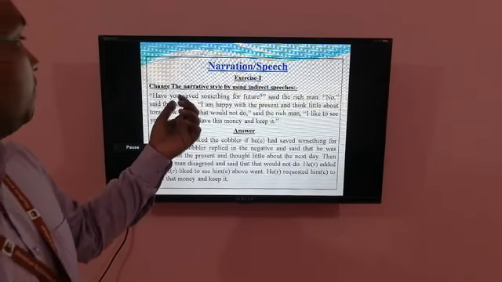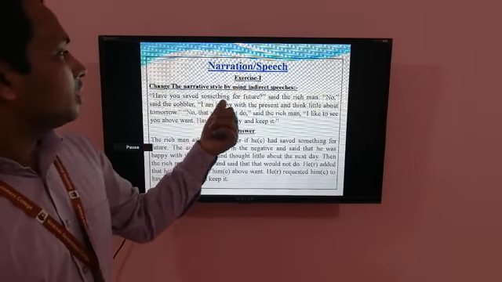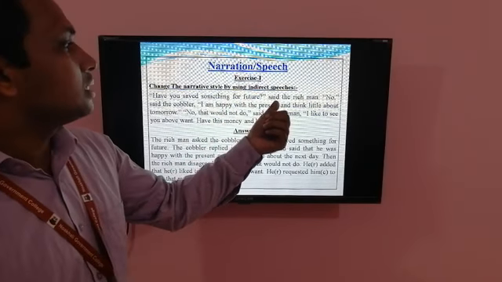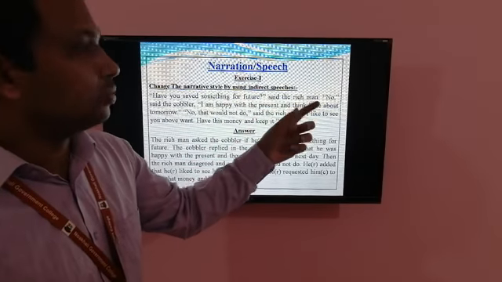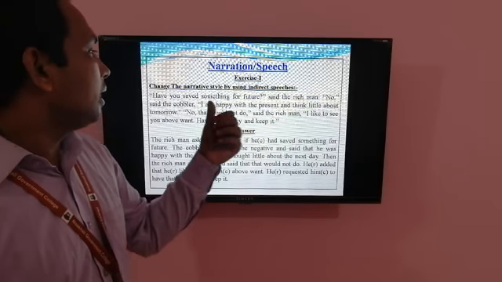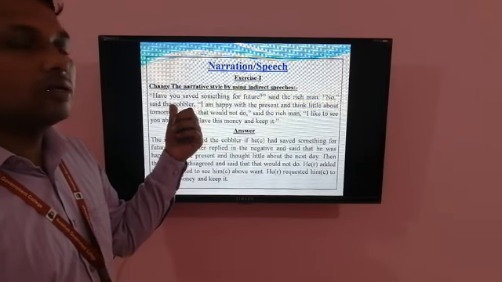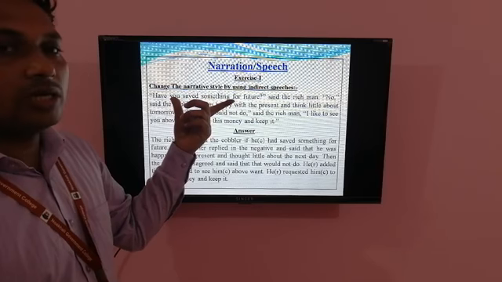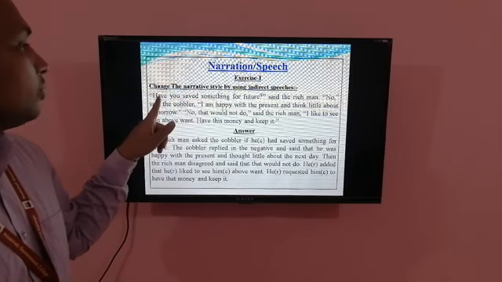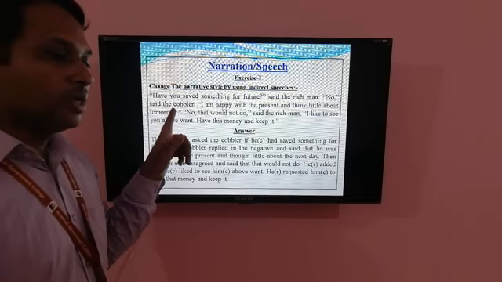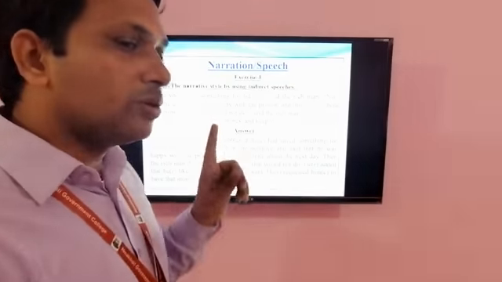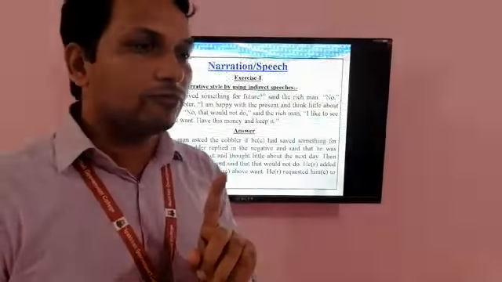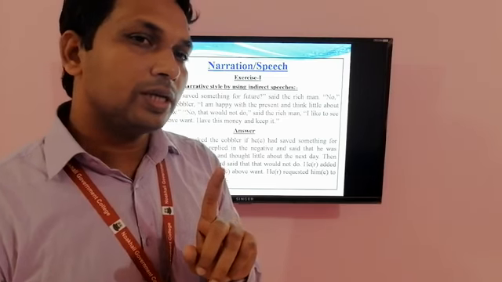Have you saved something for the future? For future, said the rich man. So our speaker is the rich man, and our listener is the cobbler. All right. So look at the sentence. This is an interrogative sentence, and the question is made with an auxiliary verb. We know that if questions are made with an auxiliary verb, we have to use "if". We have to use "if".